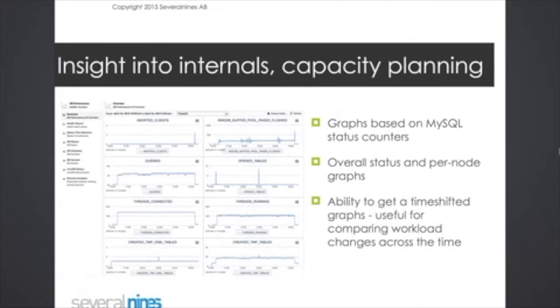Also, for capacity planning, it's nice to have the ability to present time-shifted graphs, to see, for example, the number of queries per second, number of selects per second, and how it changed compared with, I don't know, a week ago or a month ago. So you can see the change on the same graph. You can more easily find the trends and decide whether you are reaching your capacity, and predict when you will be reaching the capacity of your cluster.